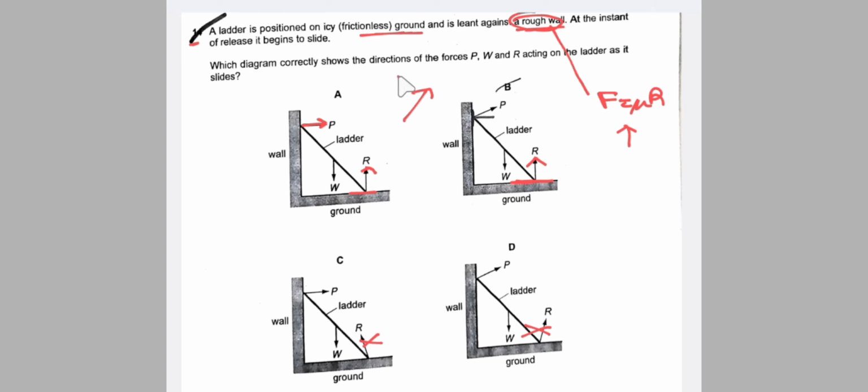So friction is acting upward and the normal reaction force is acting perpendicular to the wall. Since the ladder is moving downward, the friction is acting upward. The resultant of both the forces would be the force in this direction. So the force would be the force P, that is the force by the rough surface on the ladder, and the weight is acting vertically downwards. So the answer is B.